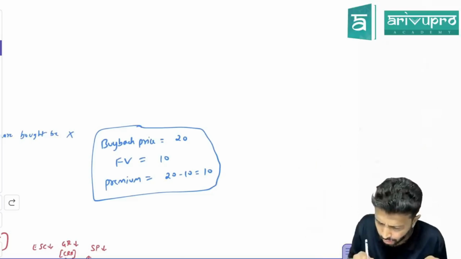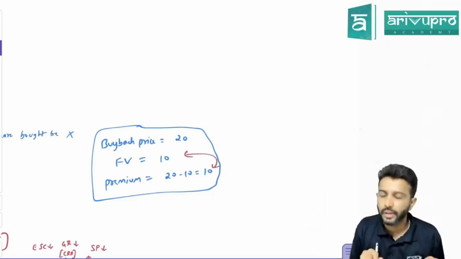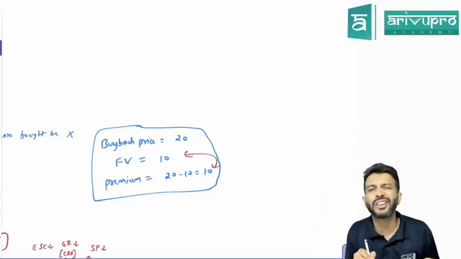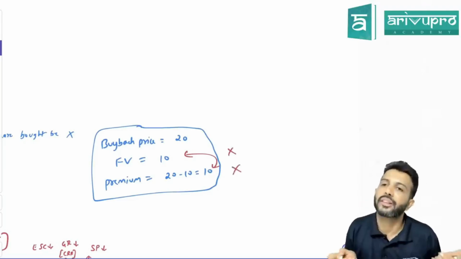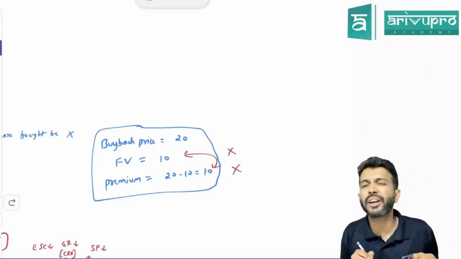Now have a quick look. These two are different or same? Face value and premium here, different or same? Same. Sir, this only I've assumed as X. That means premium also will be X because both these two are different or same?